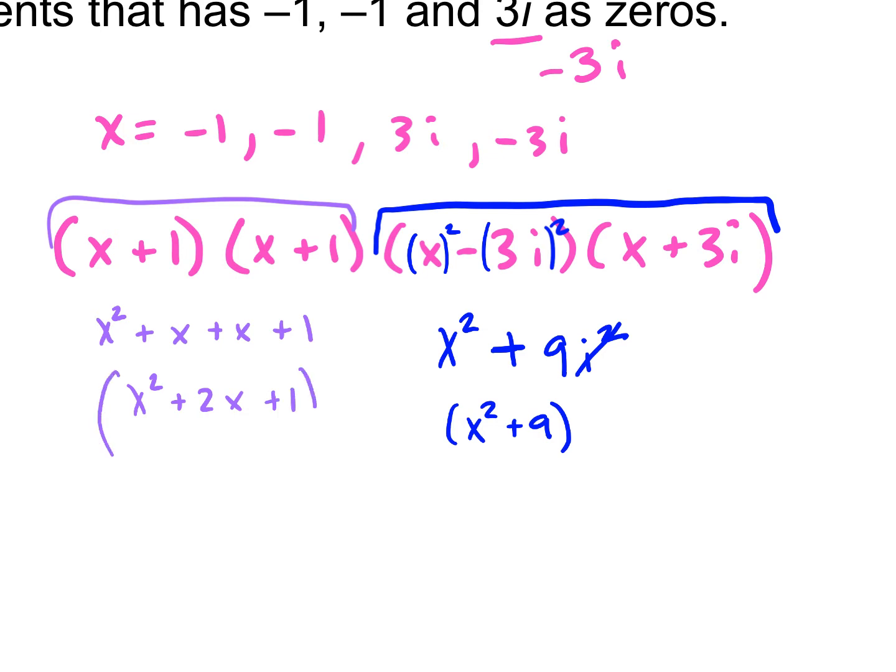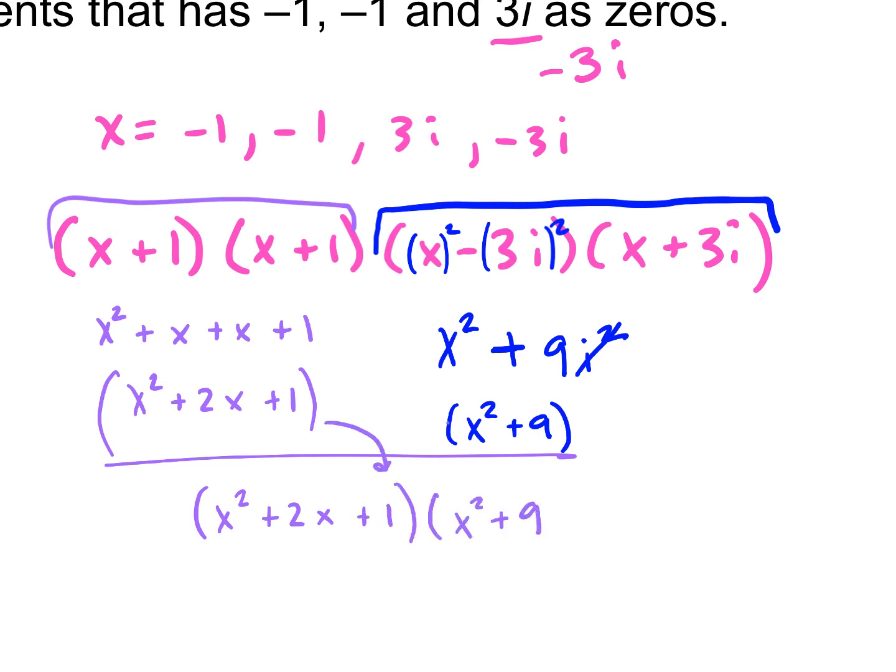And then I want to FOIL these 2 together here. I'm just going to rewrite them next to each other: x squared plus 2x plus 1 times x squared plus 9. So I just rewrote them here, because I'm going to have to multiply.